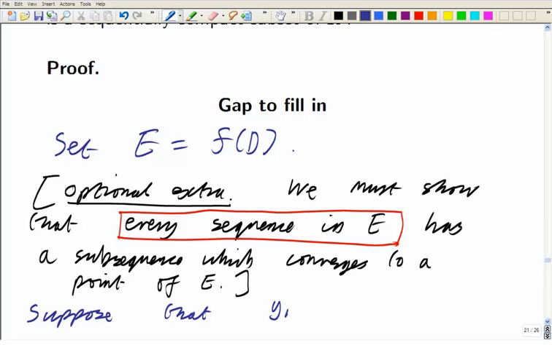So suppose that Yn is a sequence in E. OK, why did I use suppose? I can't remember if I insisted that it was non-empty or not. Hopefully I did. The empty set is always a problem, but I think if I said it was non-empty, then you can get away with let.